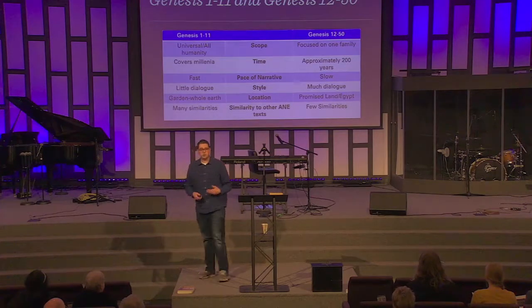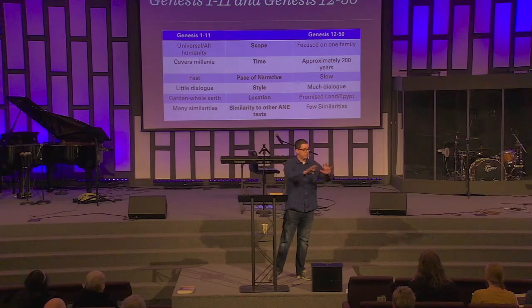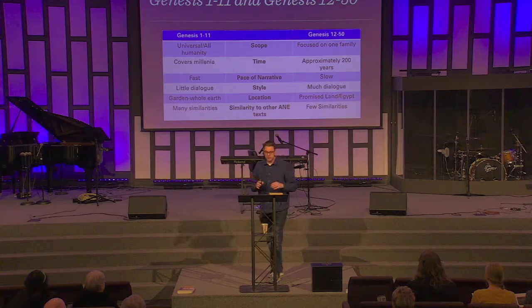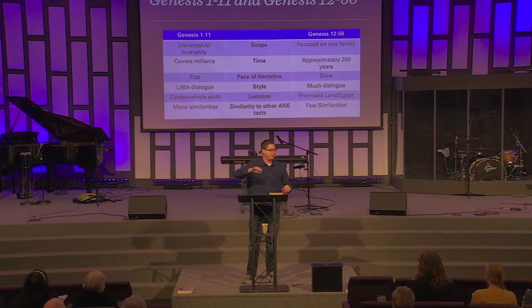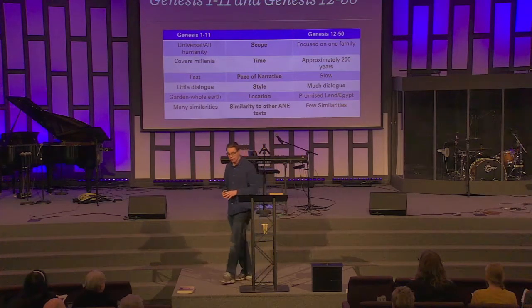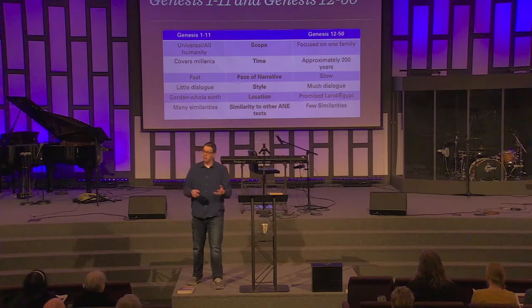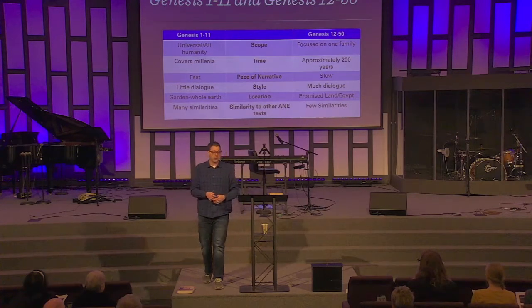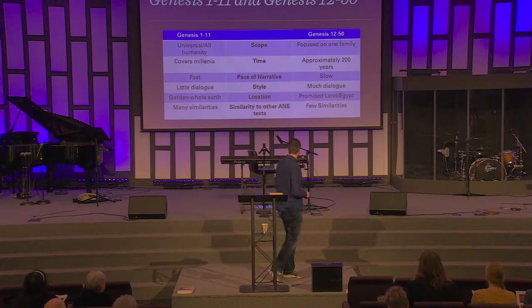Location. When it comes to Genesis 1 through 11, you start out with the garden, but really it's a scope in terms of location of the entire earth. There's a flood that fills the entire earth. In the table of nations, they spread out upon the entire earth. But Genesis 12 through 50 is primarily located in Palestine, in Canaan, okay? And then they go down to Egypt for a little while, and of course that's big in the Joseph narrative, but it's basically the promised land and Egypt.